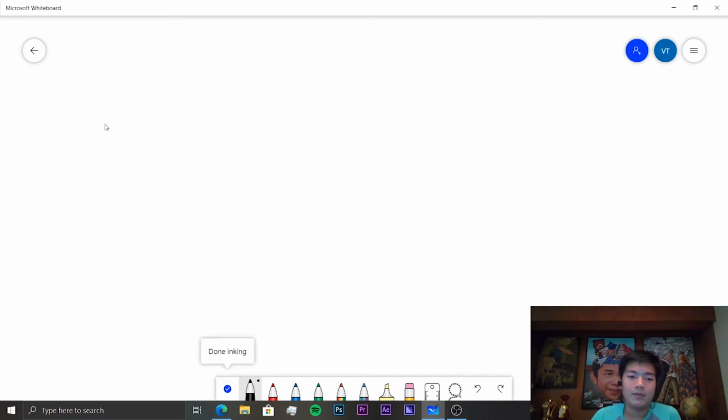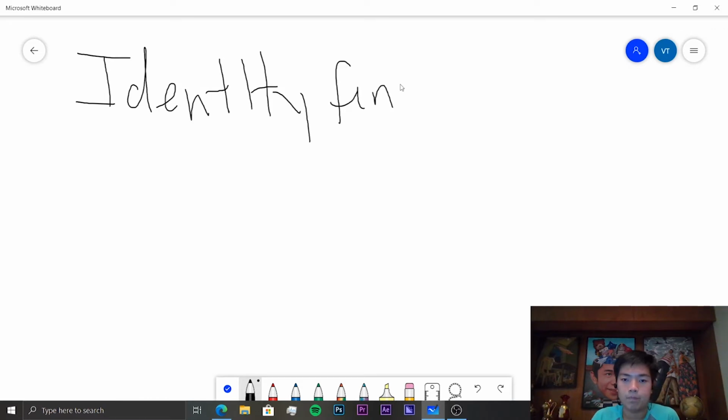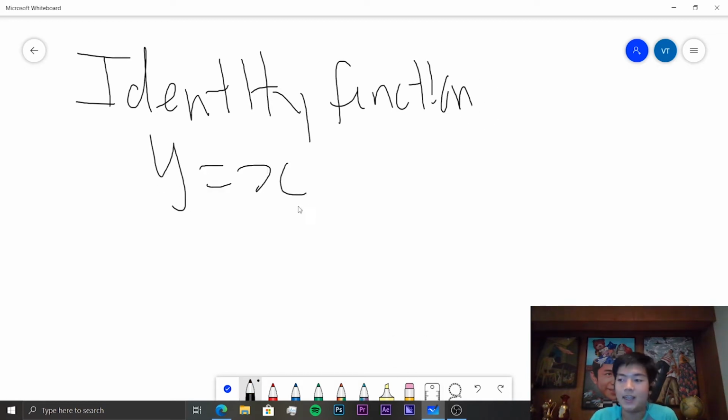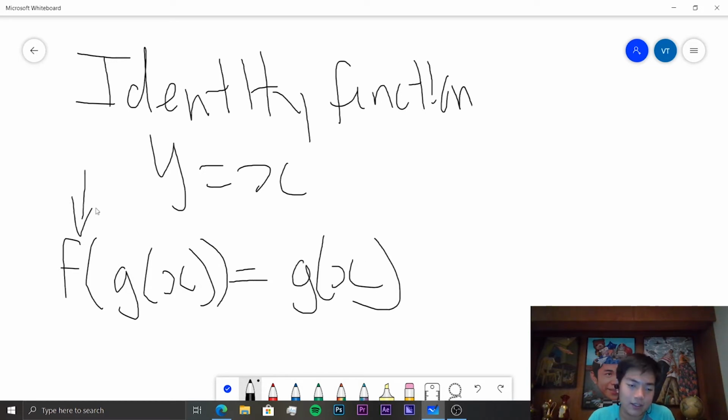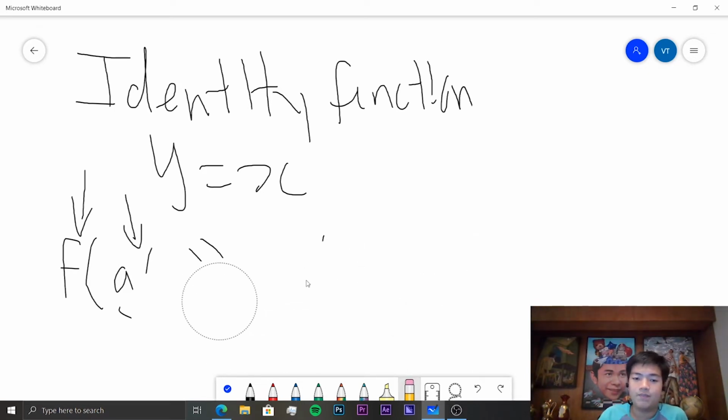So first of all, we have something called the identity function. This normally refers to y is equal to x, and it's a function such that if we say f of g of x is equal to something, f of g of x is equal to g of x, where f is the identity function. So the identity function should leave the result of the original function unchanged if it's applied in a composite manner.